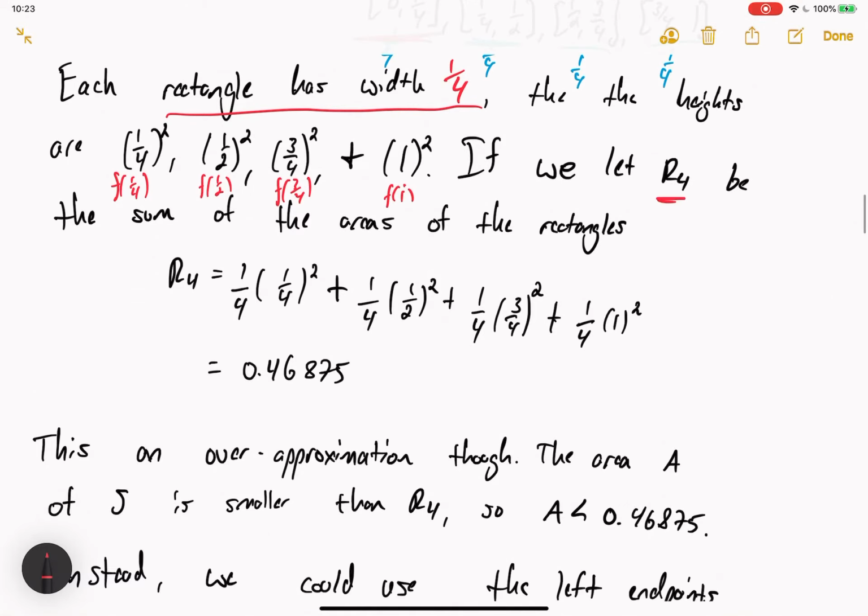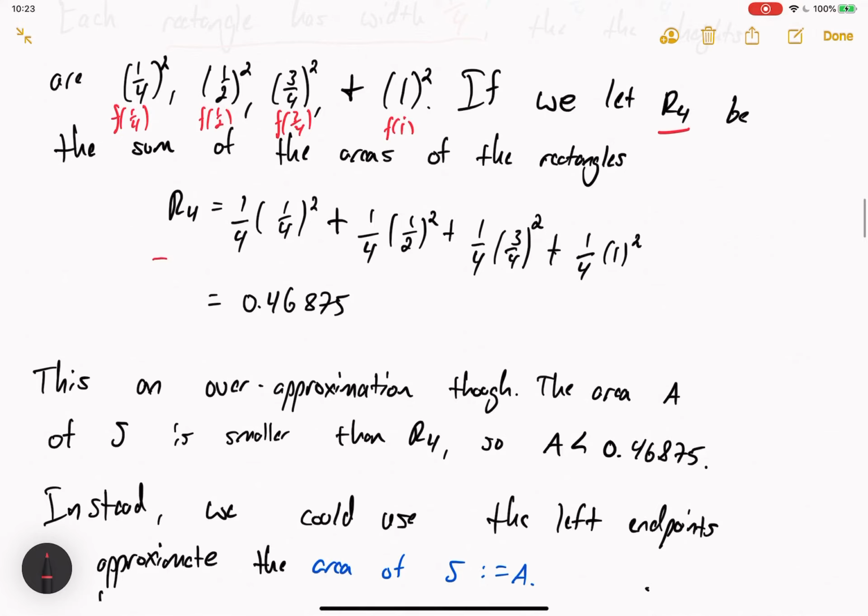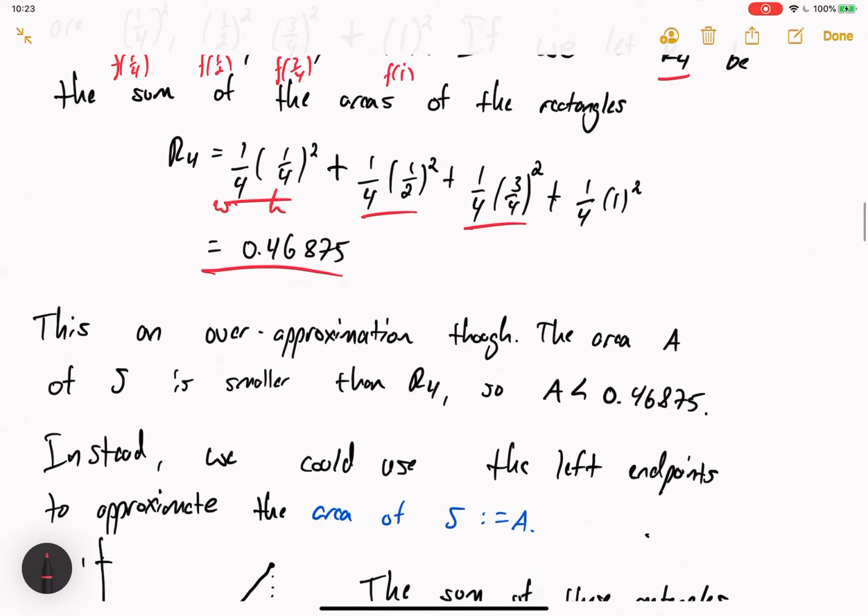So we're going to let R4 be the sum of the areas of the rectangles. R stands for the right endpoint, and 4 means the number of rectangles. We're going to add the area of all the rectangles. This is going to be 1/4, the width, times our height, which was f of 1/4. Remember that our f was x squared, so it'd be 1/4 squared. And we just do that for the rest of them too. So it'd be the first rectangle, plus the area of the second rectangle, plus the area of the third rectangle, and so on. And we add them all up, and it's going to be equal to 0.46875.